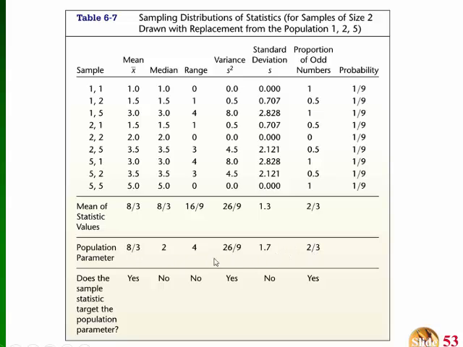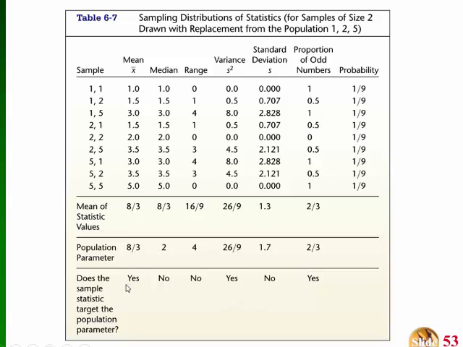Now, if we do all these calculations, we'll notice what matches. Our mean matches. Our median, 8.3 versus 2, does not match. Our range doesn't match. Our variance matches. Standard deviations didn't match. And our proportion matches.